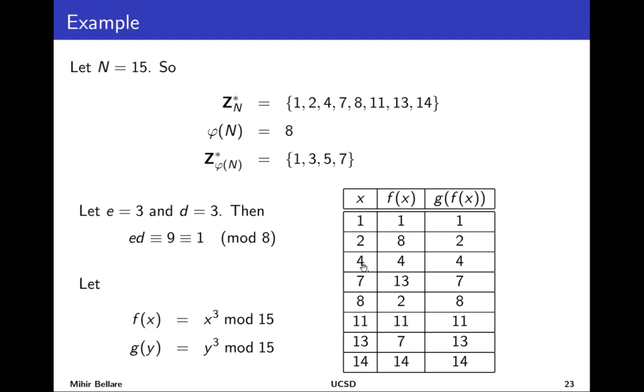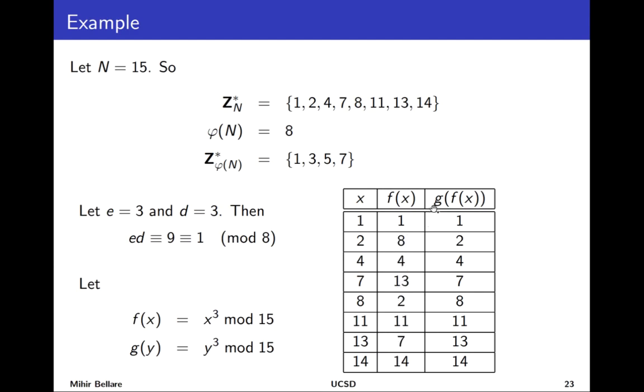16 mod 15 is 1, and 1 times 4 is 4. So we get 4. 7 cubed mod 15. So 7 times 7 is 49. Mod 15 is 4. 7 times 4 is 28. Mod 15 is 13, I hope. Anyway, you can figure all those out.